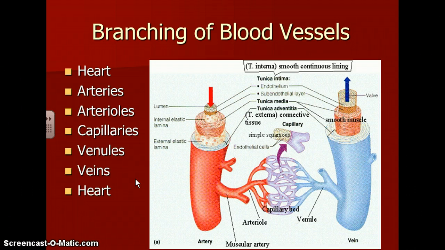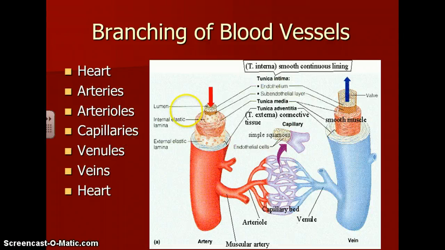We have different levels of blood vessels. So for example, when the blood leaves the heart, it goes to arteries, and then to smaller arteries called arterioles, and then it goes to capillary beds. Capillary beds are where diffusion and osmosis take place, and where cells get the nutrients and oxygen they need while getting rid of the waste that they don't need.